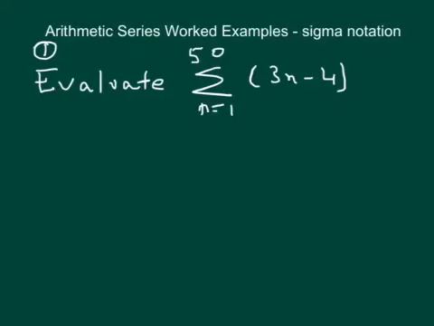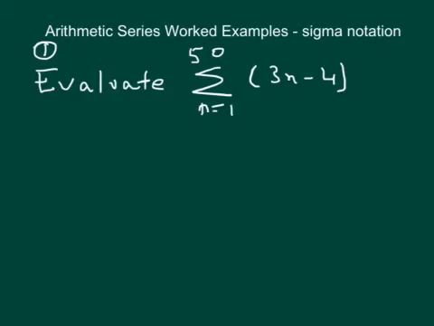Four quick examples on using sigma notation in the context of arithmetic series. Here's example 1. Evaluate the sum of the first 50 terms, this really means the first 50 terms from n equals 1 to n equals 50 of the arithmetic series that follows this rule, 3n minus 4.